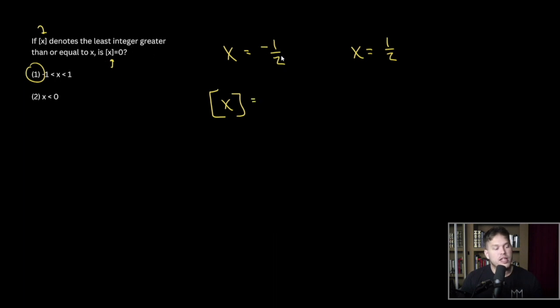Well, the smallest integer greater than -1/2 is 0. And for x equals 1/2, the smallest integer greater than 1/2 is 1. So for statement 1, we have two different possibilities. Therefore, it alone is not sufficient. Statement 2 says x is less than 0. If x is less than 0, we could have something like x equal to -1, or we could have something like x is equal to -4.5.